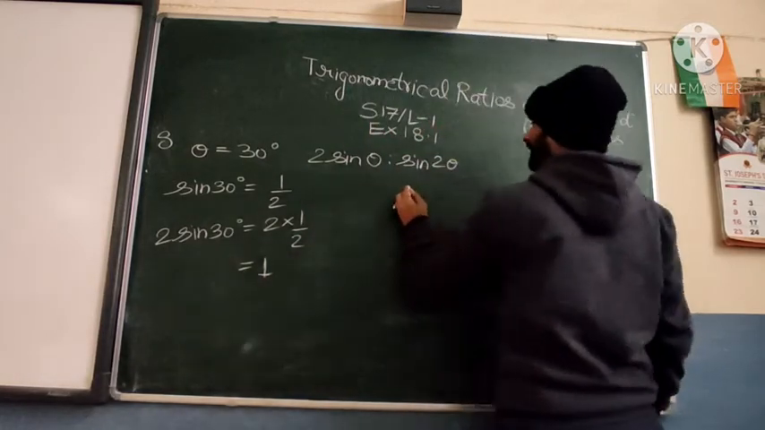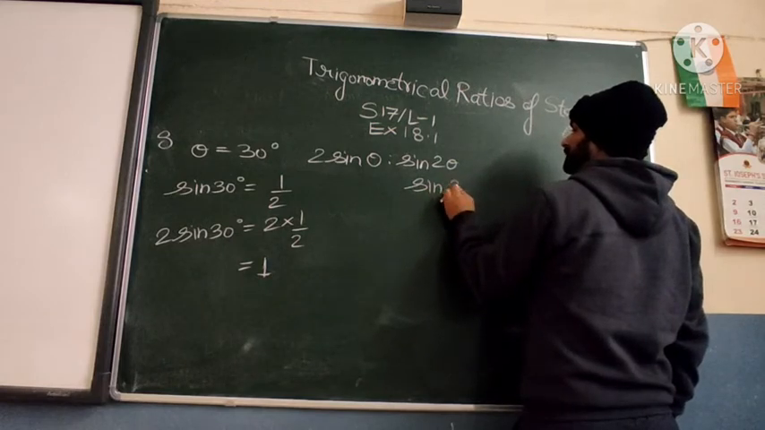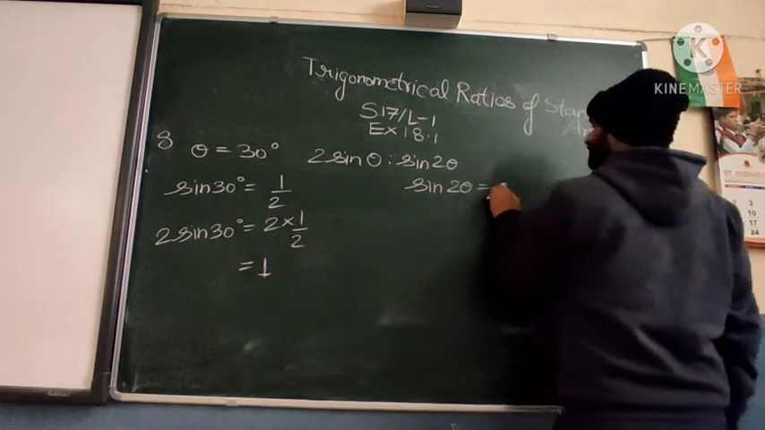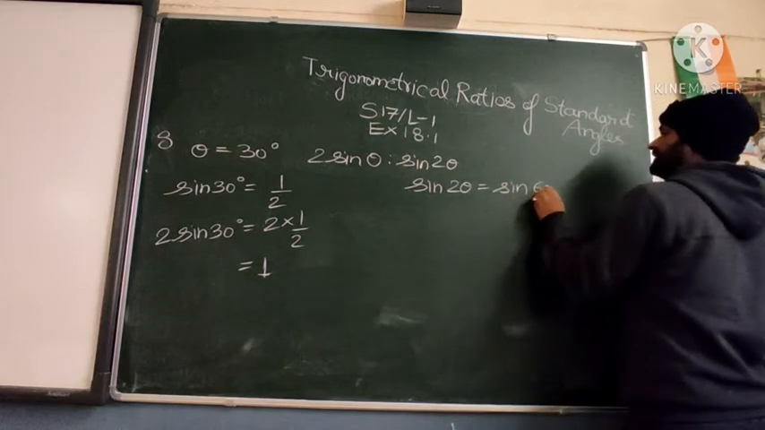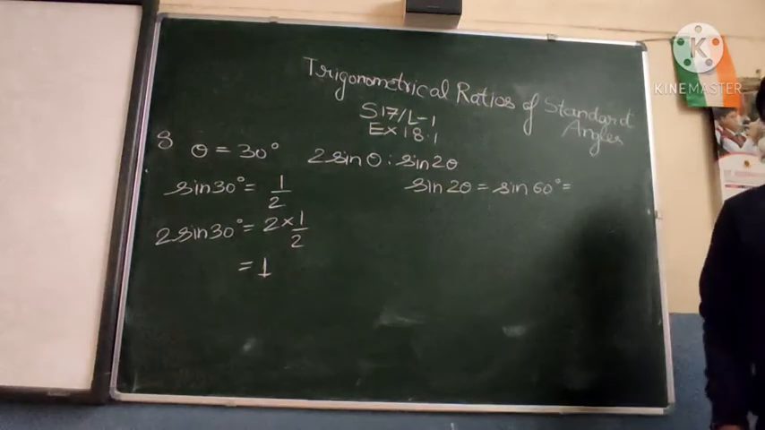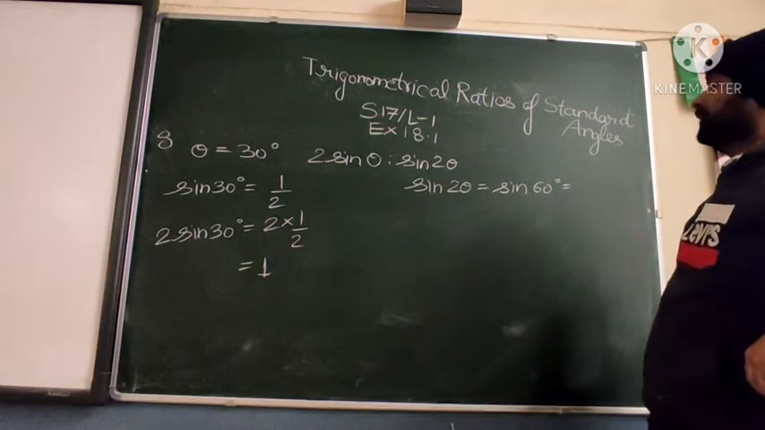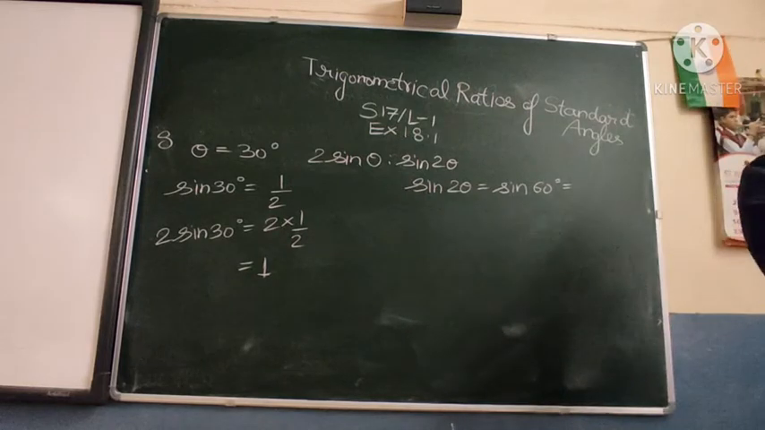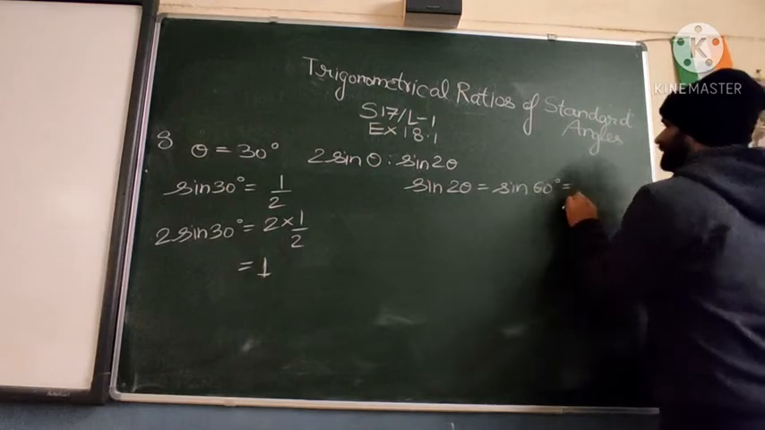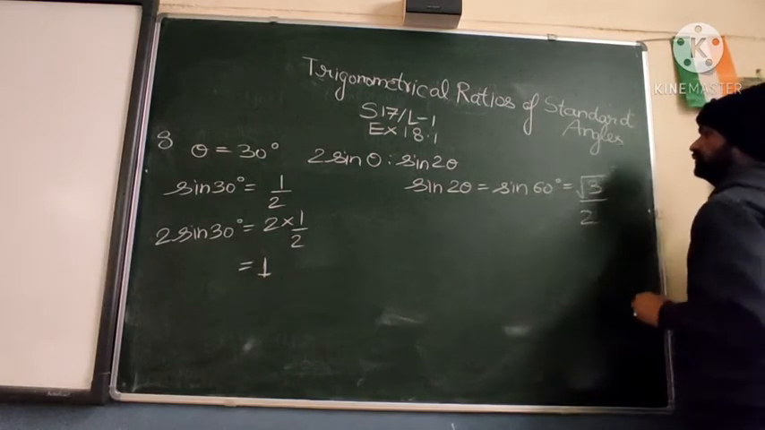And so let's find the value of sine 2 theta. So sine 2 theta is equal to sine 60 degree. And what is the value of sine 60 degree? Like sine 90 is 1, sine 60 will be root 3 by 2.